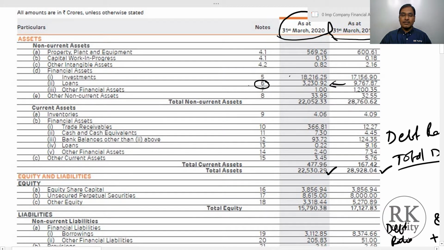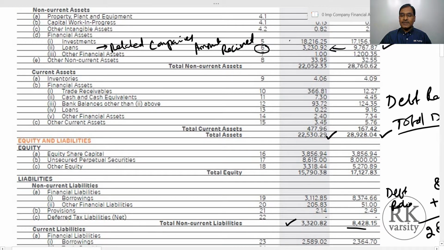That means the company has received. So these loans are in the form of assets, which means the company lent these loans. Looking at the annual report of the company, it is visible that these loans are given to the related companies. And as there is a decrease in the loans value, the loans have been received, in the sense the amount has been received from the related companies, because of which there was a decrease in loans. So this is one factor because of which your total assets have decreased. As the total assets decrease, automatically your debt ratio will get affected.